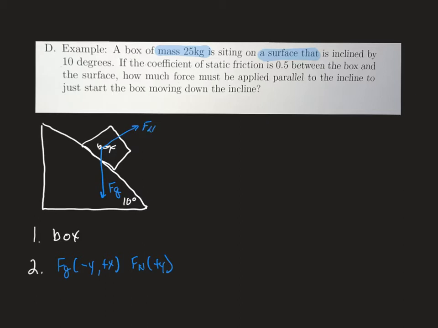Let's see, what else do we have? We have a coefficient of static friction. So that is going to oppose the motion because we're trying to get it to start moving down the ramp. So force due to friction static is going to be in the negative x direction. And we want to know what the force applied is. This means that there is a force applied to push it down the ramp.